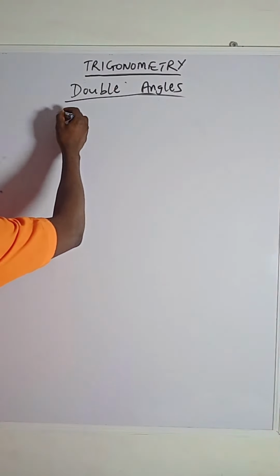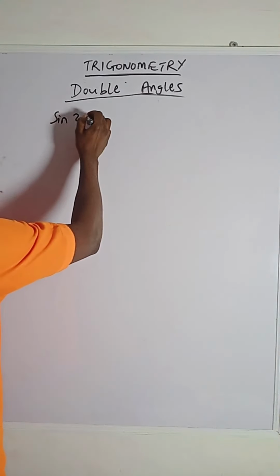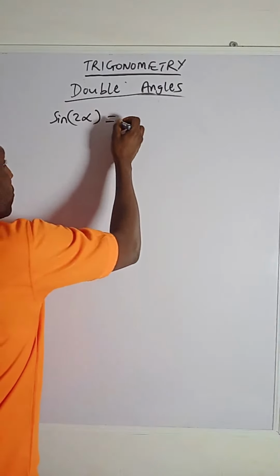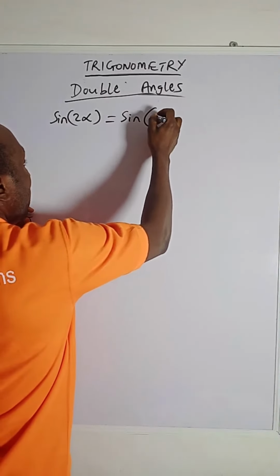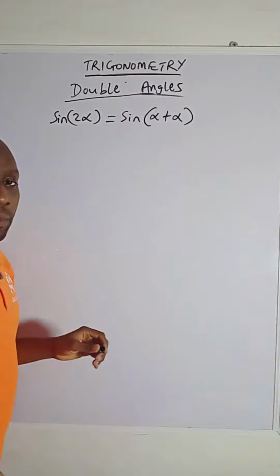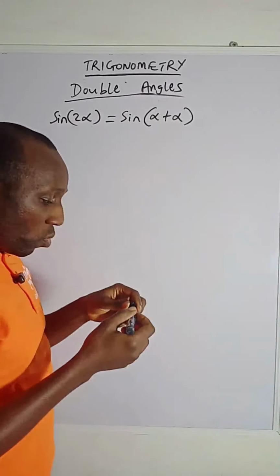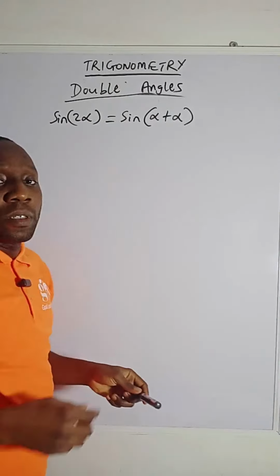Now, I want us to do something. Let's start with sine 2 alpha. What's sine 2 alpha? This can be written as sine of the bracket alpha plus alpha. Do you understand? Alpha plus alpha is 2 alpha. This is a double angle, twice the angle.